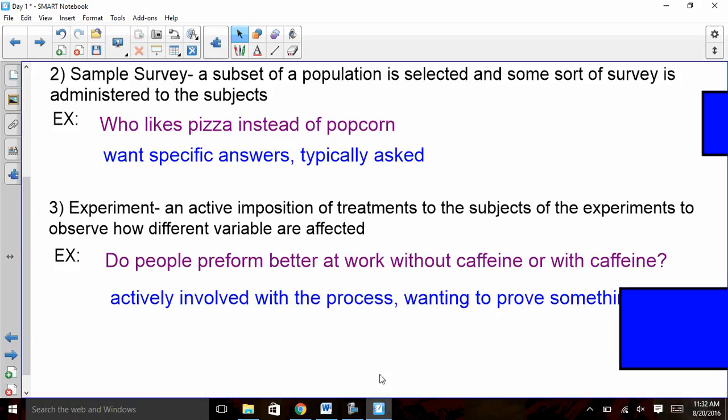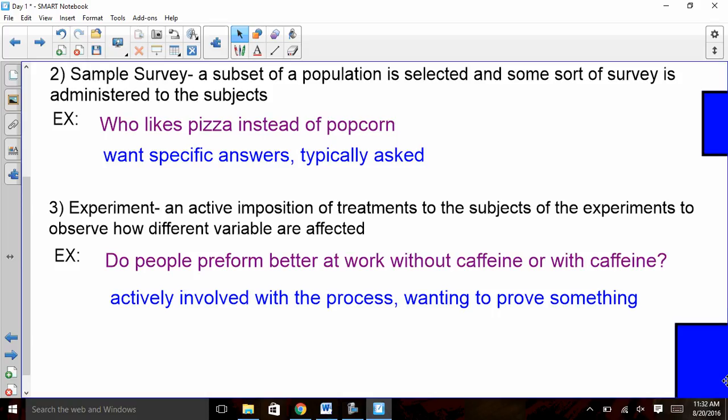And lastly, an experiment. That's where it's actively done. You're trying to determine some answers. So who works better with caffeine or without caffeine? Can you actually perform better at work with caffeine or without? Again, you're actively involved with the process, and you're wanting to prove something works over something else.